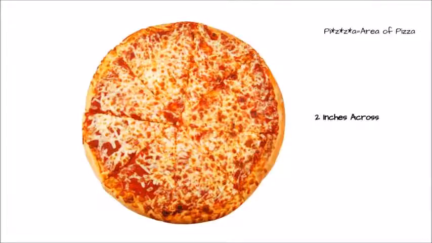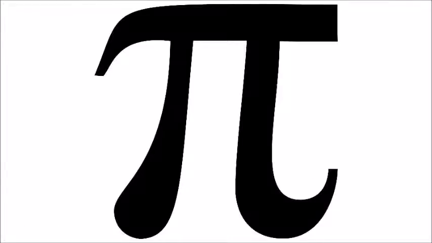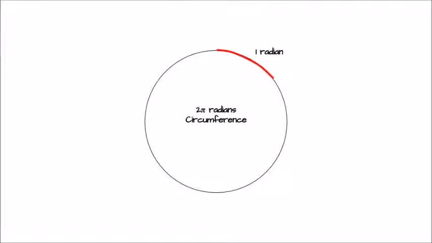So radians are based off of pi. Wait, no, not that pi. This pi. In fact, every circle has a circumference of 2 pi radians.